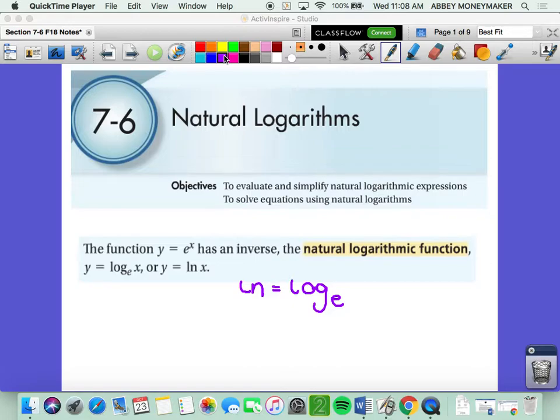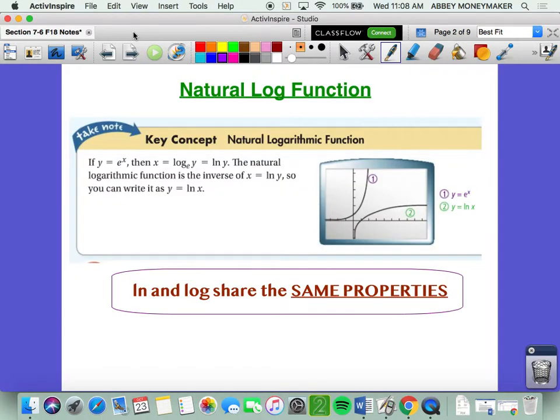Now, where have we seen that e function before? We talked about that yesterday. Wait, the e isn't a number, it's just a function. It's a function. Yep. So, I kind of touched on this yesterday too.